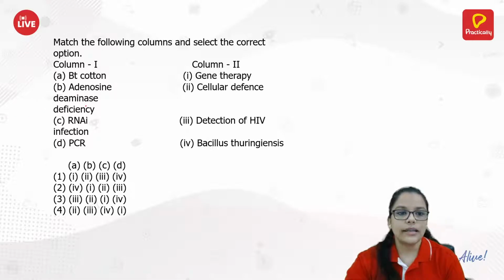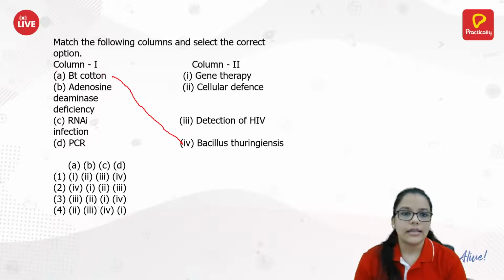BT cotton, ADA, RNAi infection, PCR. Very easy. BT cotton is Bacillus thuringiensis. ADA is rectified with the help of gene therapy. RNAi is used for cellular defense, and PCR is used for HIV detection. So the answer is 2.